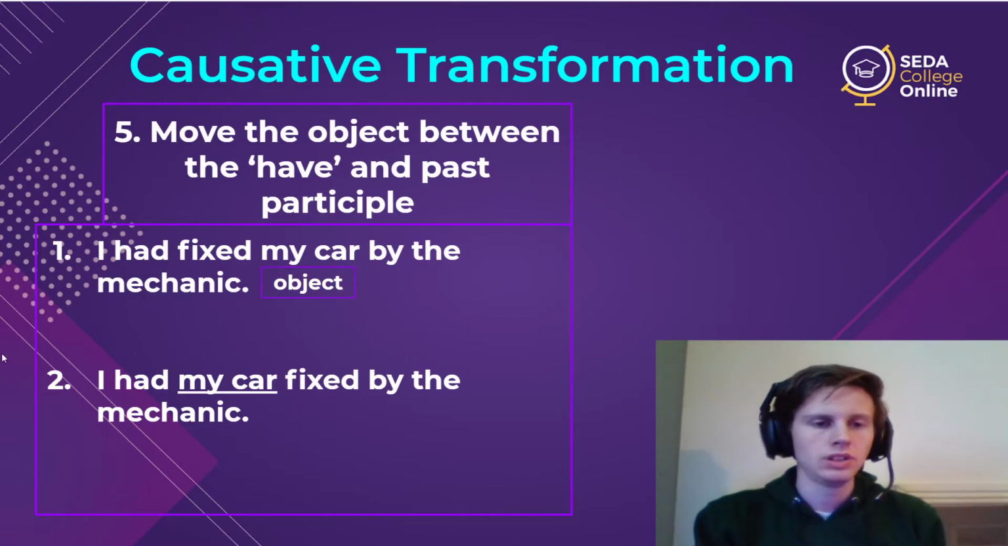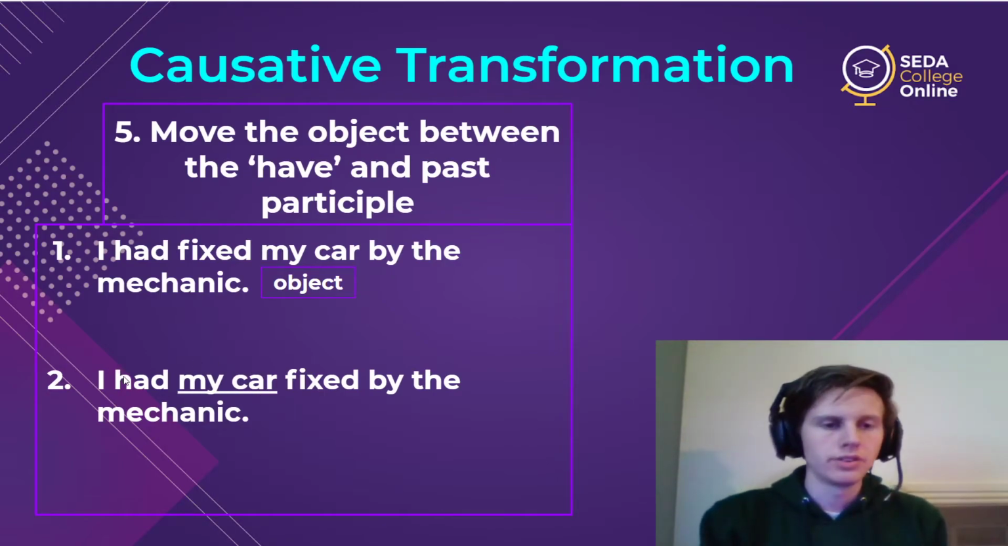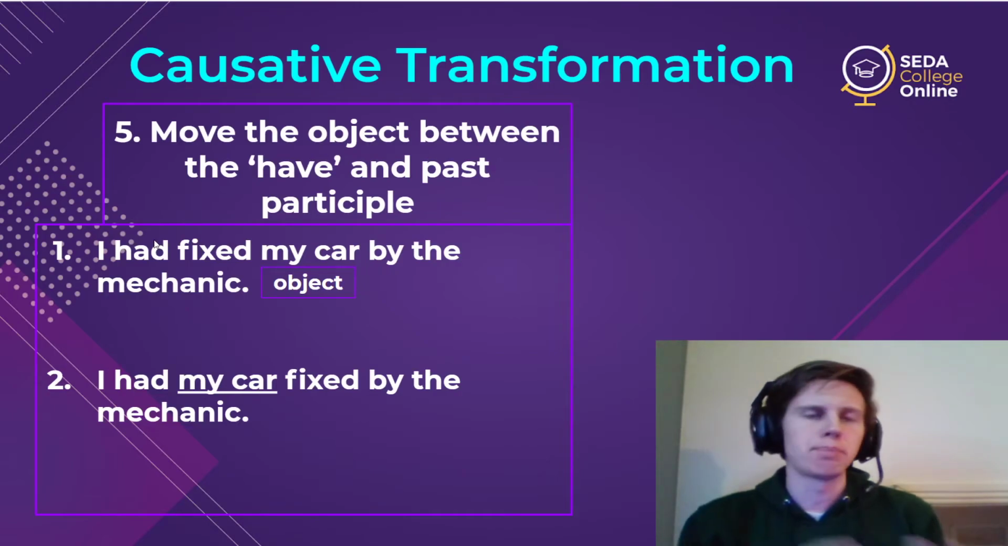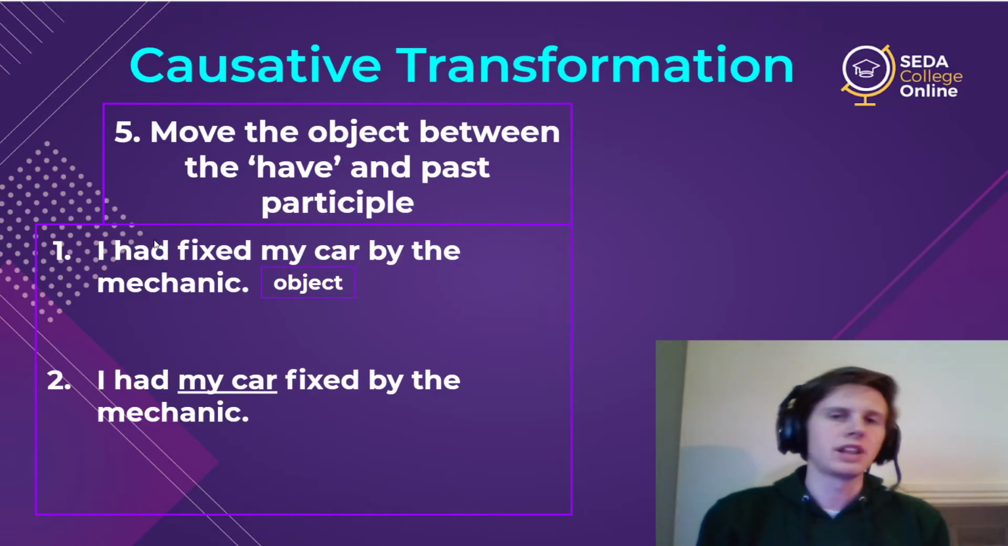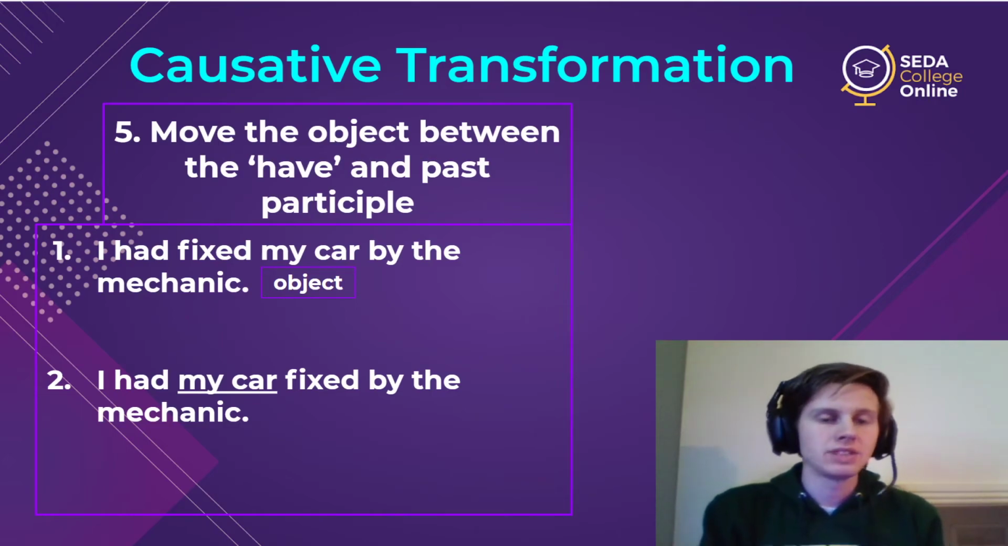It's essential to be very careful that you always put your object in between the have verb and your past participle, because otherwise you make up a perfect tense. You'll either make a past perfect or a present perfect sentence, and it will have a different meaning, especially if you remove the subject.